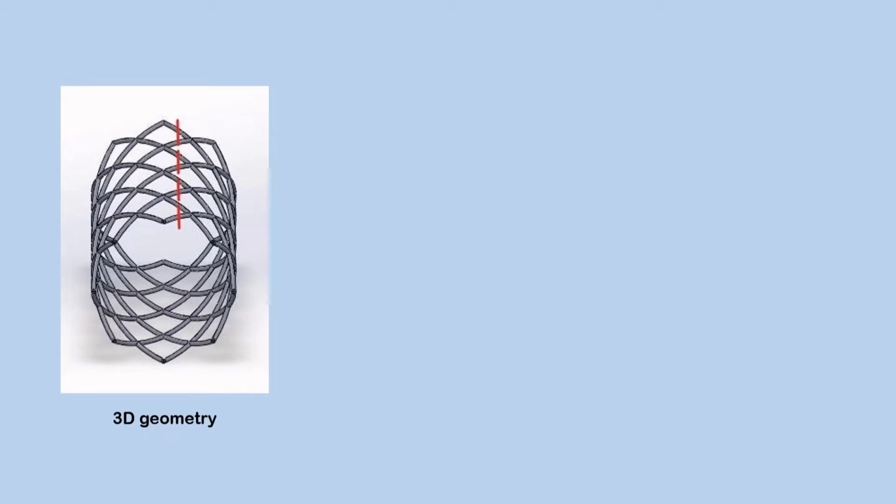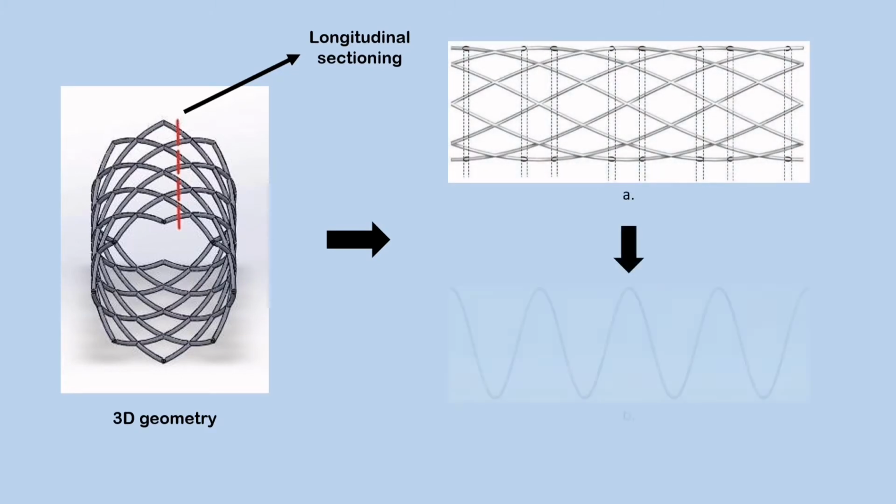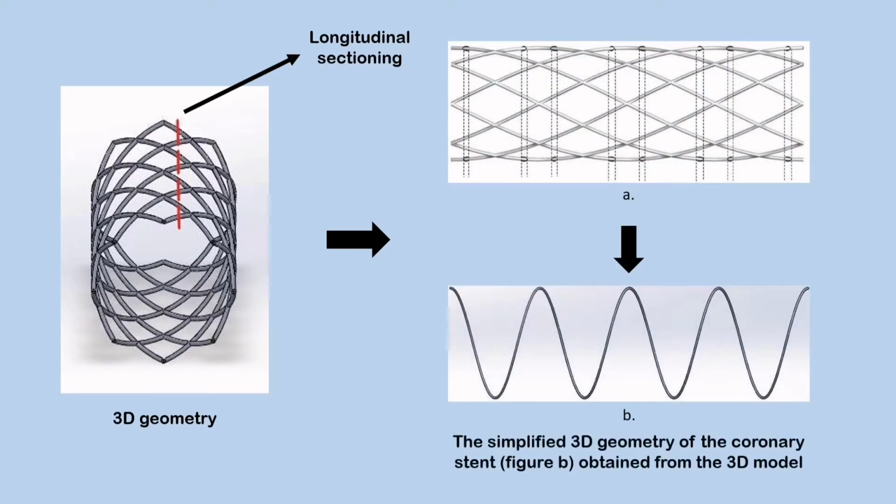In order to obtain our three-dimensional simplified geometry, we are longitudinally sectioning the 3D model just as we can see here. Therefore, this is a three-dimensional simplified geometry. We are generating it as a helical geometry that respects the characteristics of the 3D model, namely the outer stent diameter, the length of the stent, and the thickness of the strut.